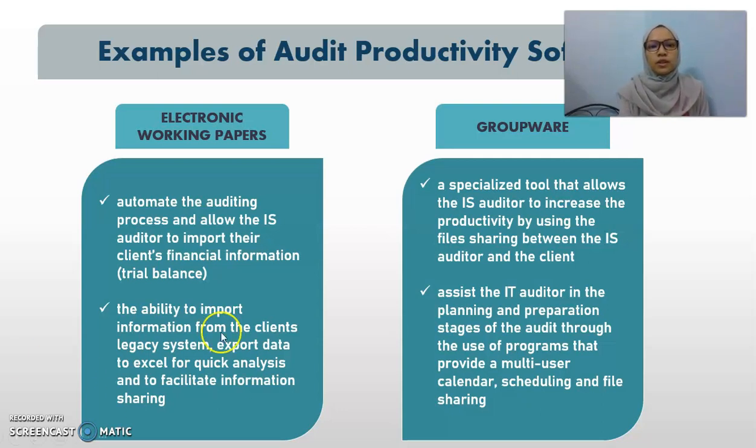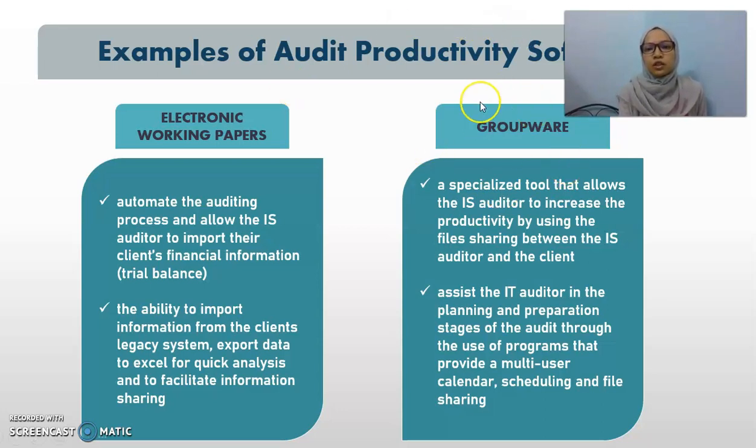So the first one is the electronic working papers. Electronic working papers are used to automate the auditing process and allow the IS auditor to import their client's financial information, such as trial balance. Electronic working papers also have the ability to import information from the client's legacy system, export data to Excel for quick analysis, and also to facilitate information sharing.